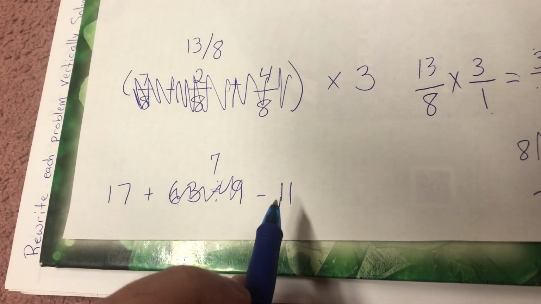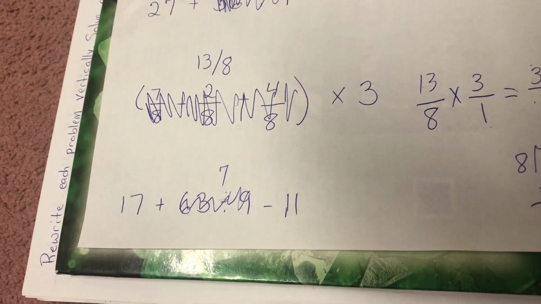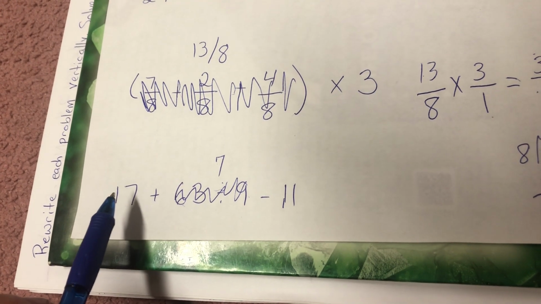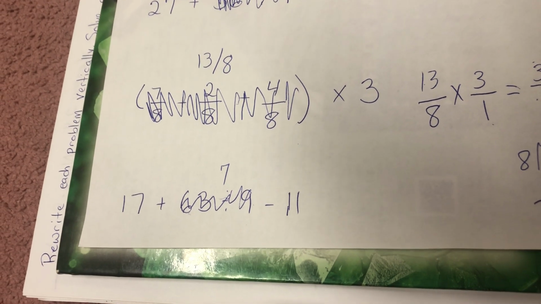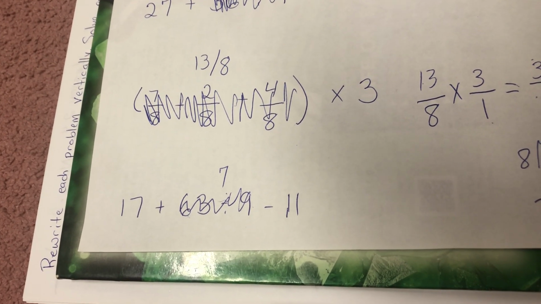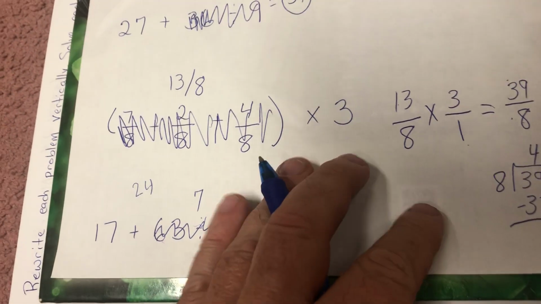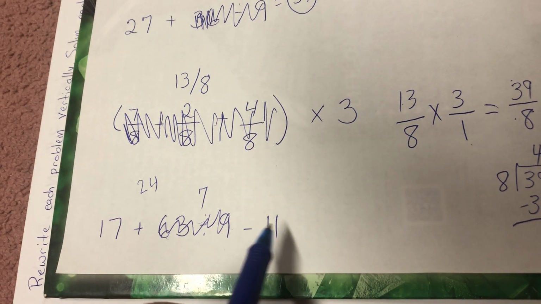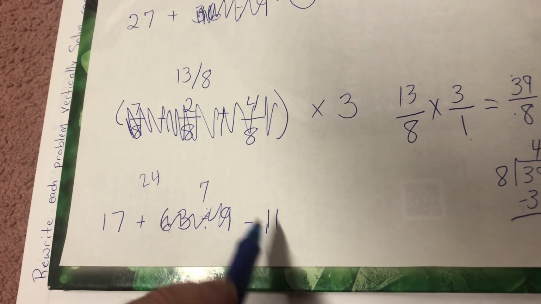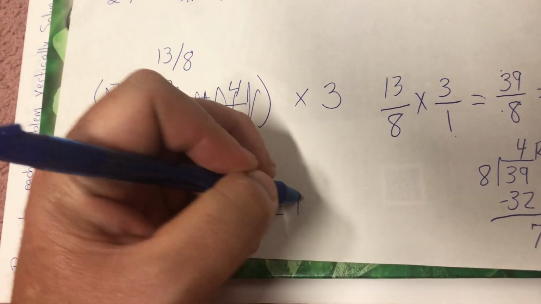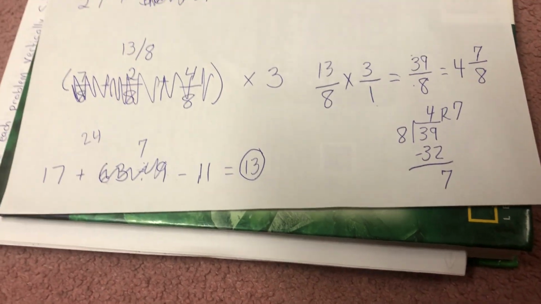No more multiplication. So now I'm at the AS part, adding and subtracting left to right. So I start here way to the left. I come up to an addition sign. I have 17 plus 7. Well, 17 plus 7 is 24. Okay, so that whole thing became 24. That leaves me with 24 minus 11. Well, 24 minus 11 equals 13. And my final answer is 13.